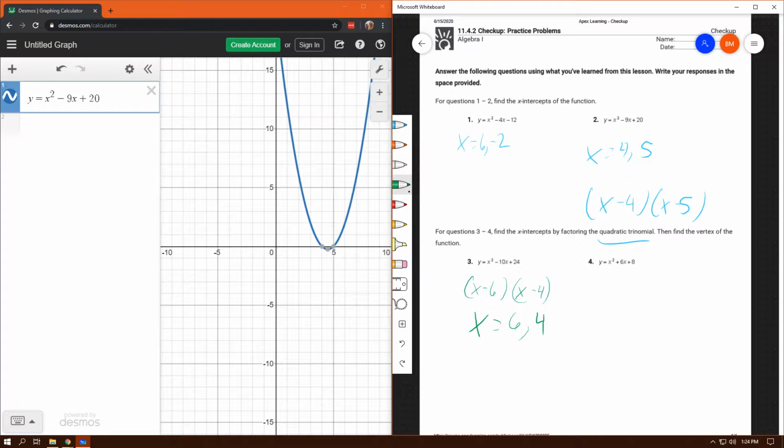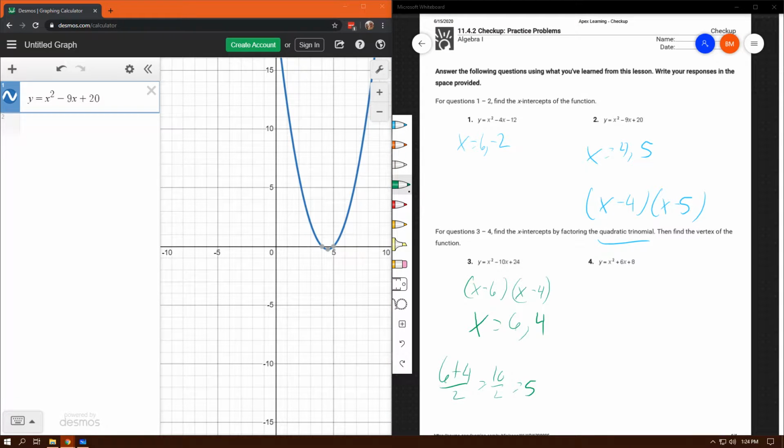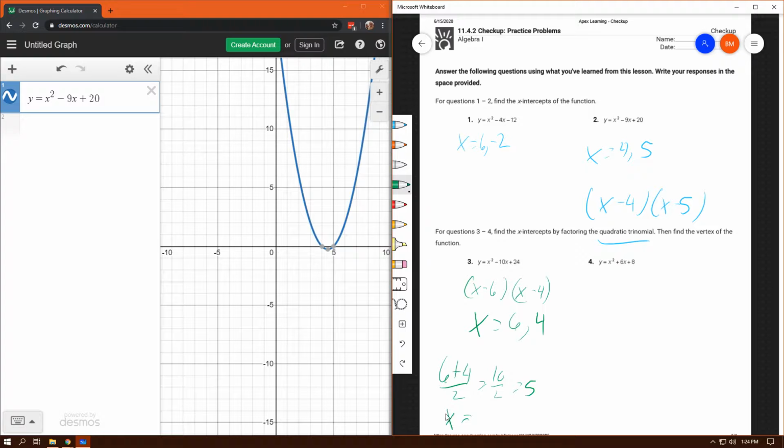Now, how do you find the vertex then? What we do with the vertex is we take my x-intercepts 6 and 4, add them together and divide by 2. I'm going to average them out. Once I've averaged them out, I've identified the x value. To be consistent, if we remember the vertex we list as h, k, my h value is 5, right? So I just added the x-intercepts together and divided by 2.